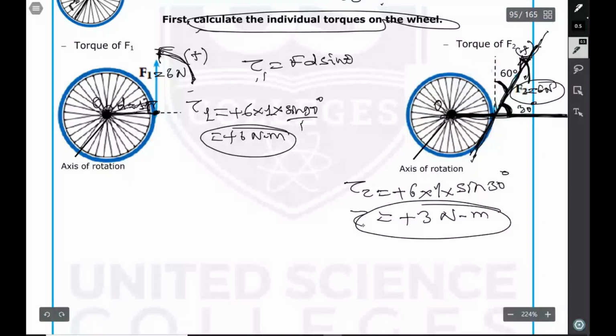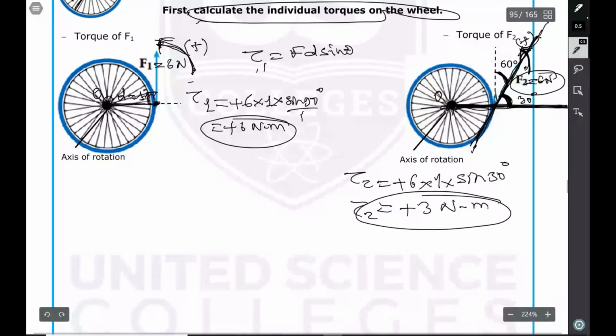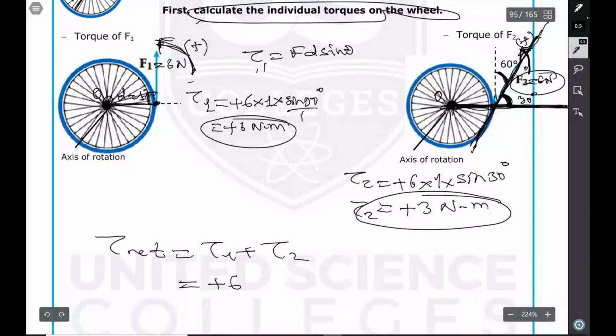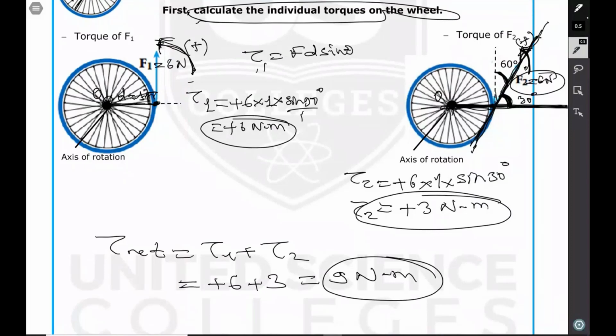Is there another force acting on the wheel? No. So calculate the net torque. Torque net is equal to torque 1 plus torque 2. Positive 6 plus 3, which is equal to 9 Newton meter, is the magnitude of the torque acting on this wheel.